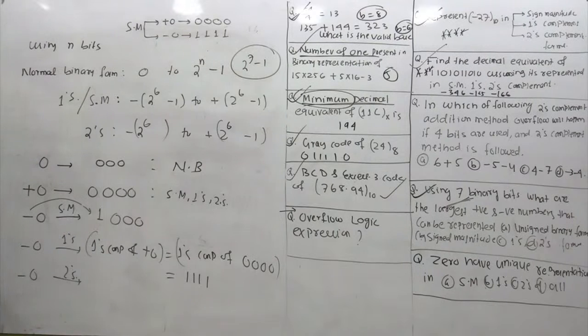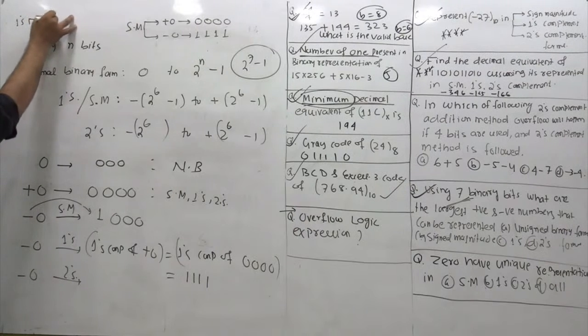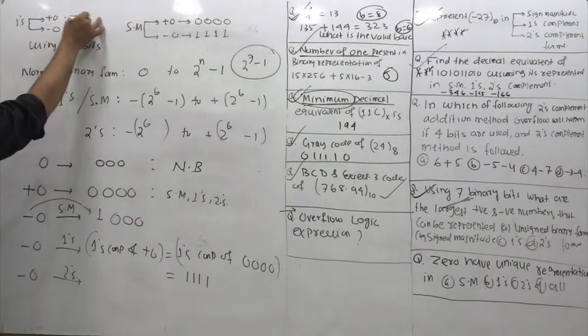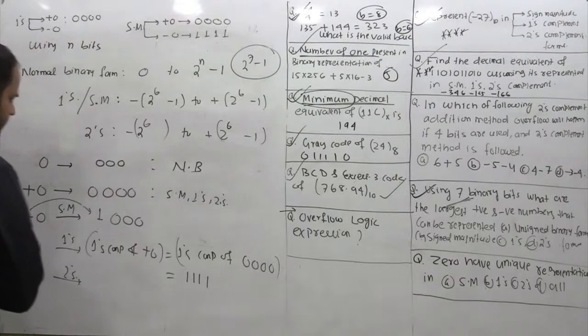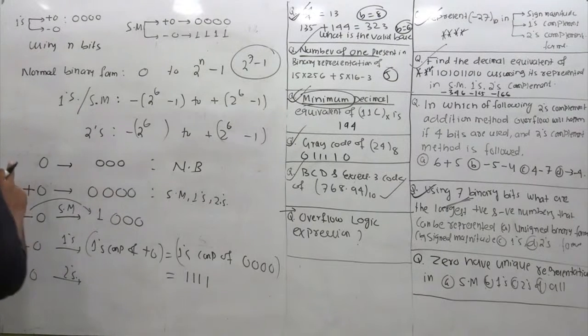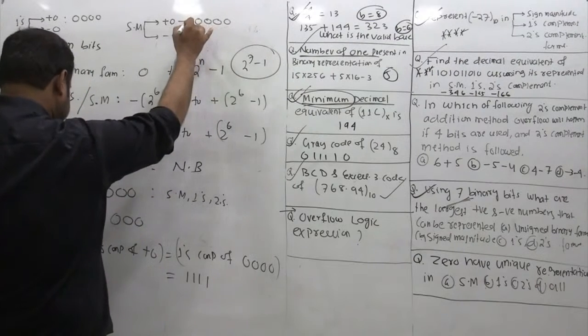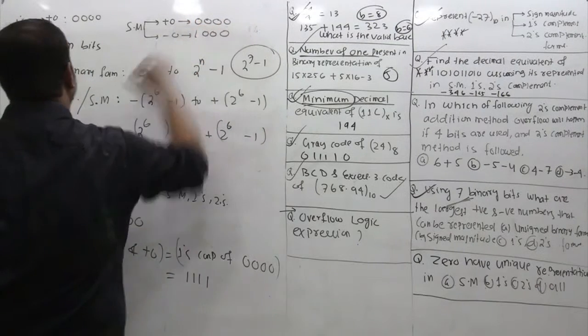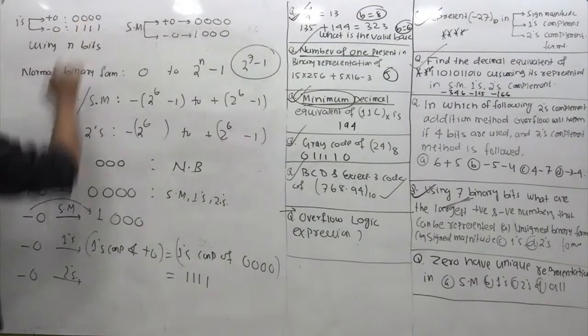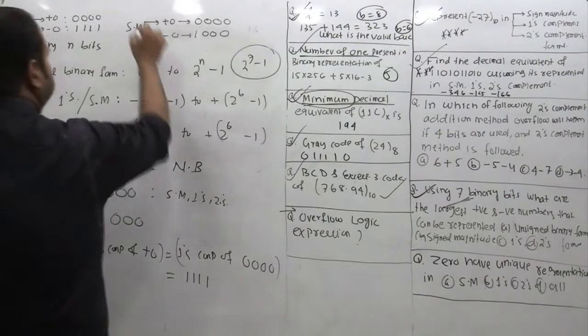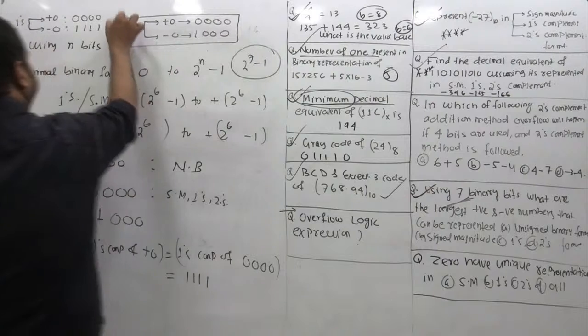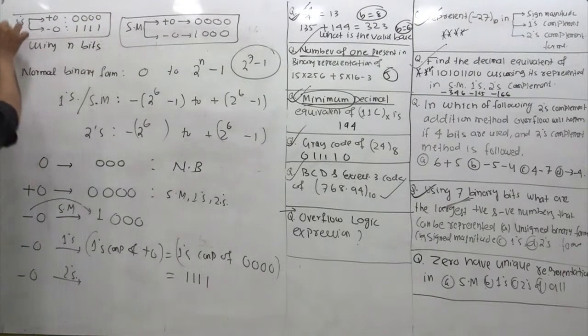Now what will happen in case of 1's complement form? What is plus 0 and what is minus 0? Plus 0 is again four zeros, because plus 0 is the same in all three formats. In sign magnitude form we have already seen minus 0 is 1 followed by triple zeros. In 1's complement form we have seen 1, 1, 1, 1. So in sign magnitude and in 1's complement, the plus 0 and minus 0 representations are different.